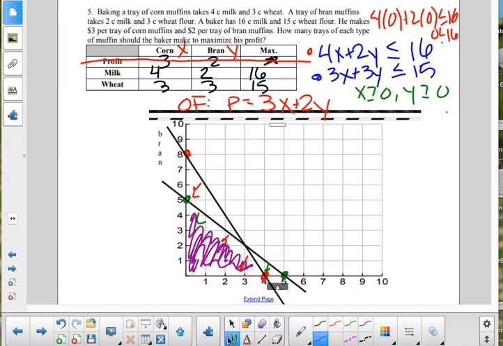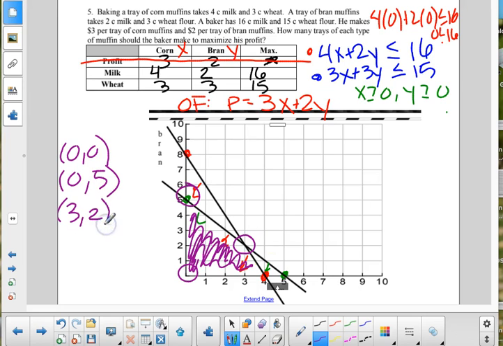That region shows us all the different ways he can make the corn and bran muffins, but if he wants to maximize his profits, where would maximums or minimums occur? Corners. So that one's really easy, 0, 0. Where's that one at? 0, 5. This middle guy's at 3, 2. And then lastly, 4, 0. So that's where they could be.